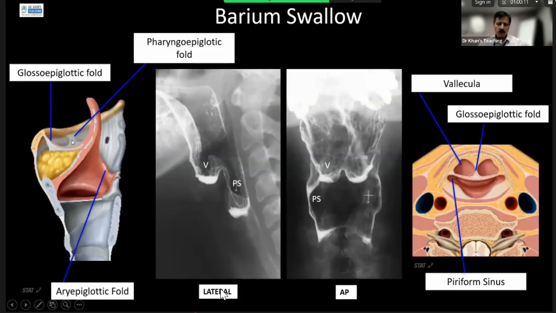So once you learn this, then you can make sense. The valleculae are anterior and the piriform sinuses are posterior. The valleculae are part of the oropharynx. The piriform sinuses are part of the hypopharynx.